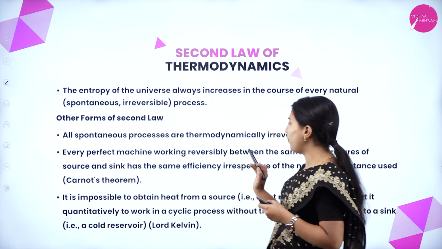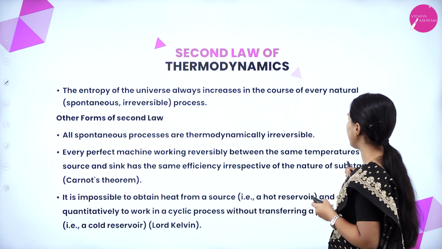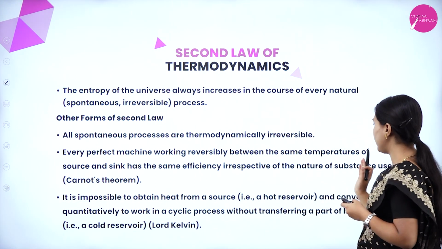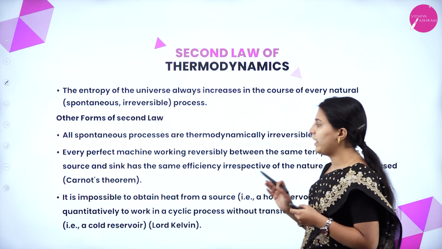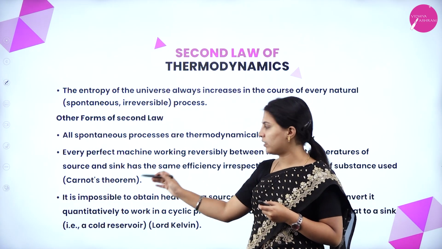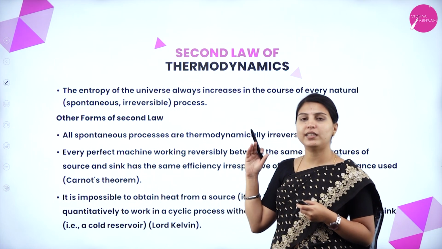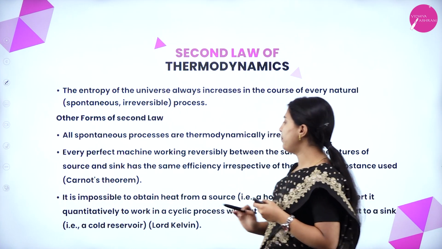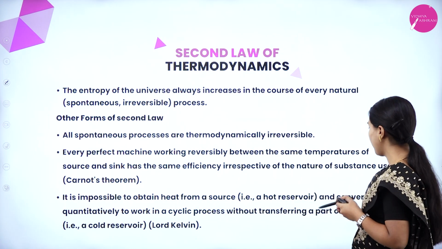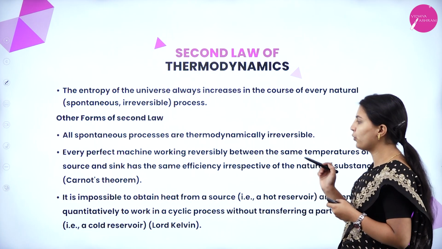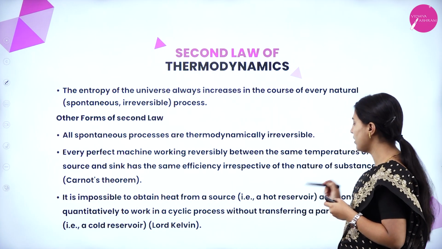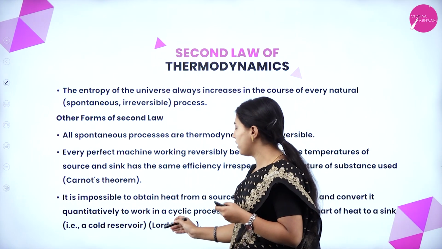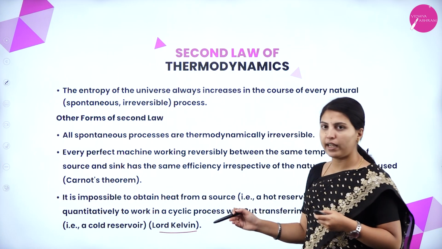Every perfect machine working reversibly between the same temperatures of source and sink has the same efficiency irrespective of the nature of substance used, in Carnot's theorem. This is Carnot's theorem, which is used in engines. And it is impossible to obtain heat from a source or a hot reservoir and convert it quantitatively to work in a cyclic process without transferring a part of the heat to a sink, which is a cold reservoir, as said by Lord Kelvin here.